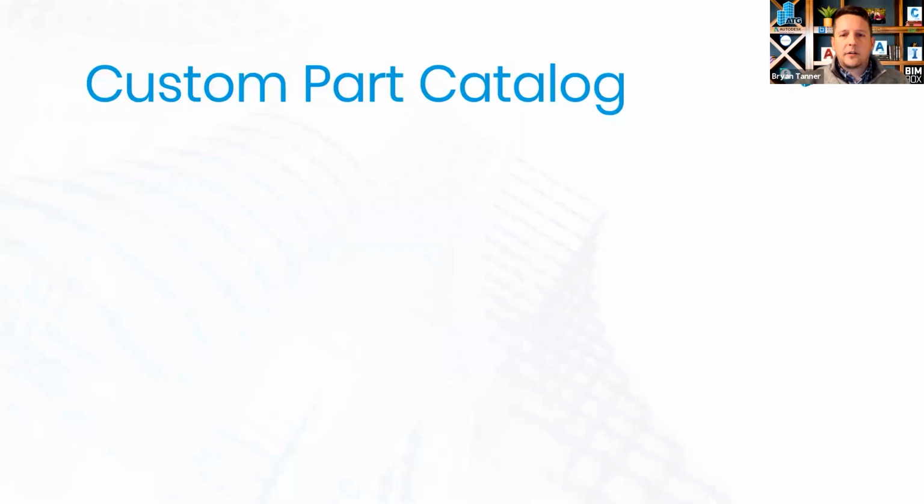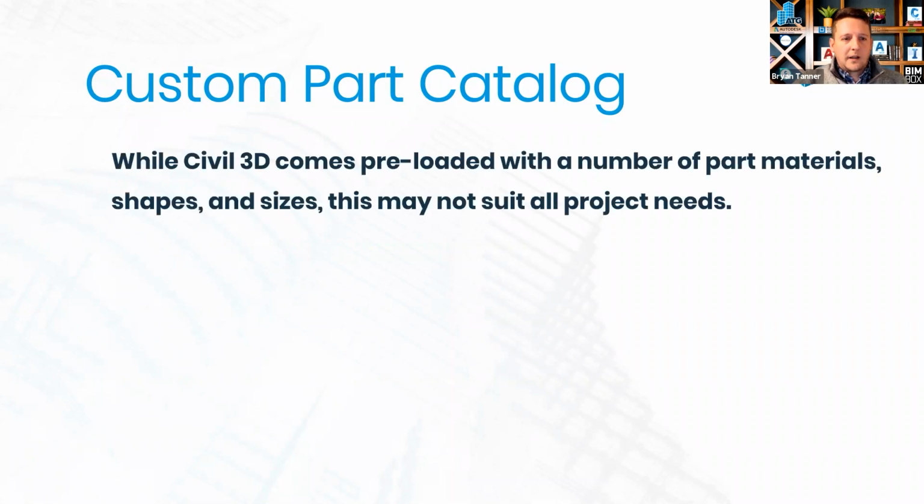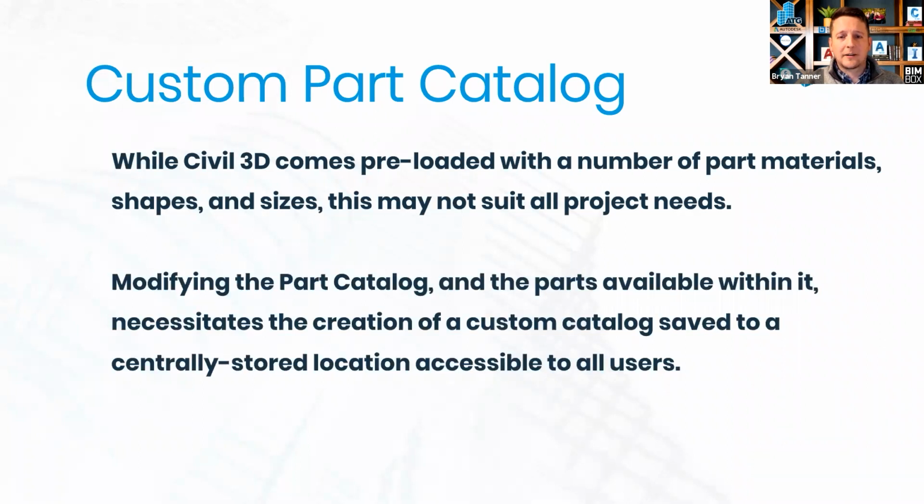Need for a parts list also is accommodated by a custom part catalog. Again, while Civil 3D comes preloaded with a tremendous number of options for pipe materials, shapes, and sizes, there are still those extremes that aren't covered with the out-of-the-box catalog parts. I've worked on numerous projects where a significant tunnel project required the addition of larger diameter pipes than what Civil 3D was supplied with out of the box. Modifying the part catalog, however, does come with some baggage.